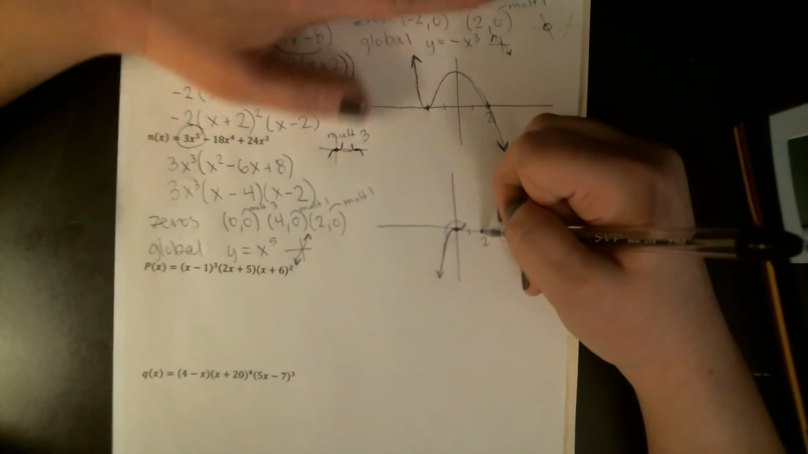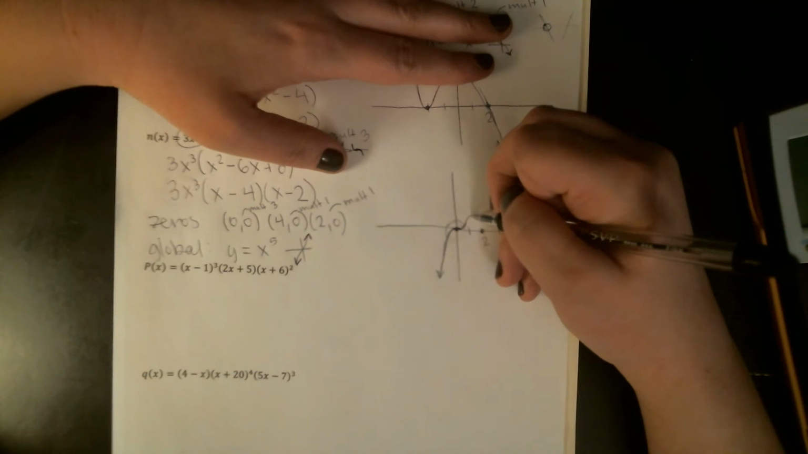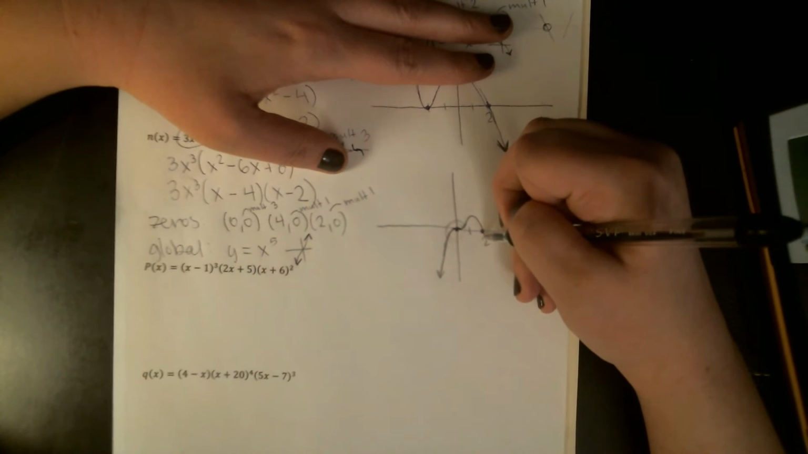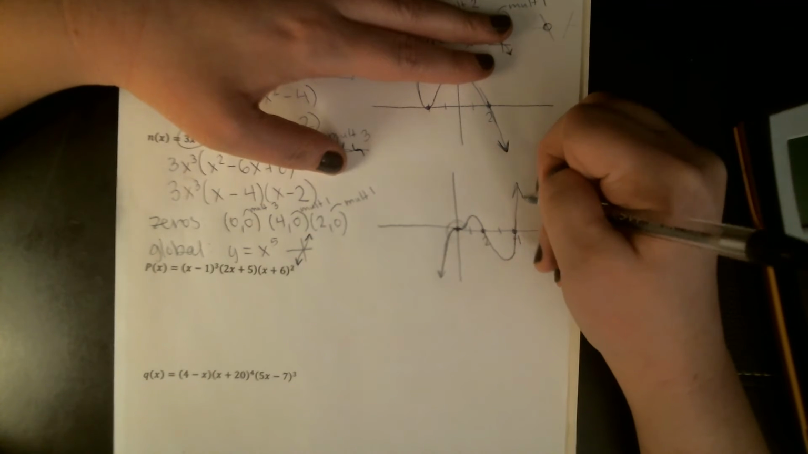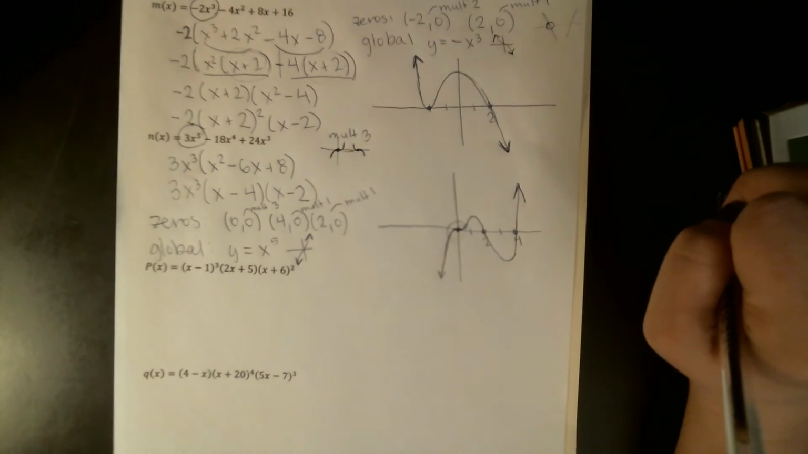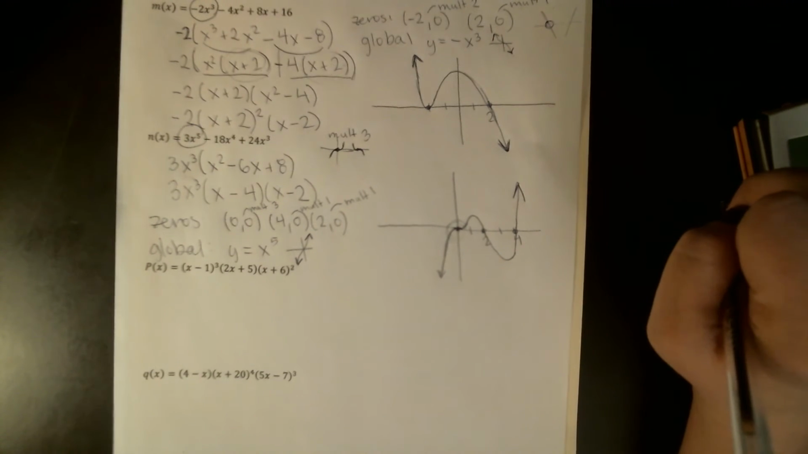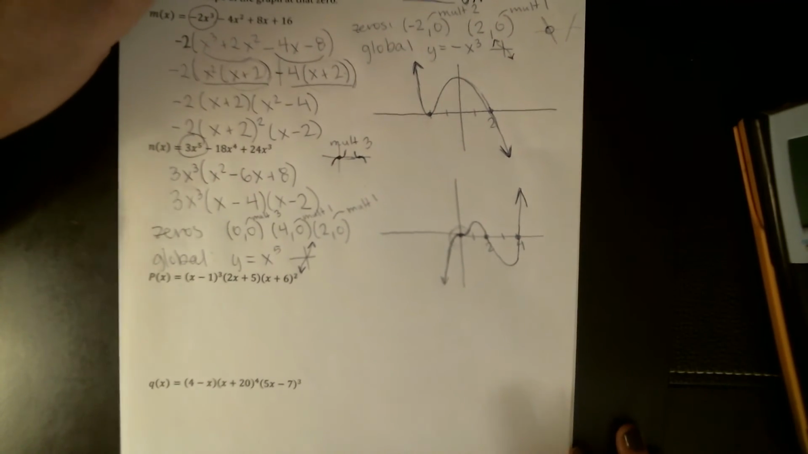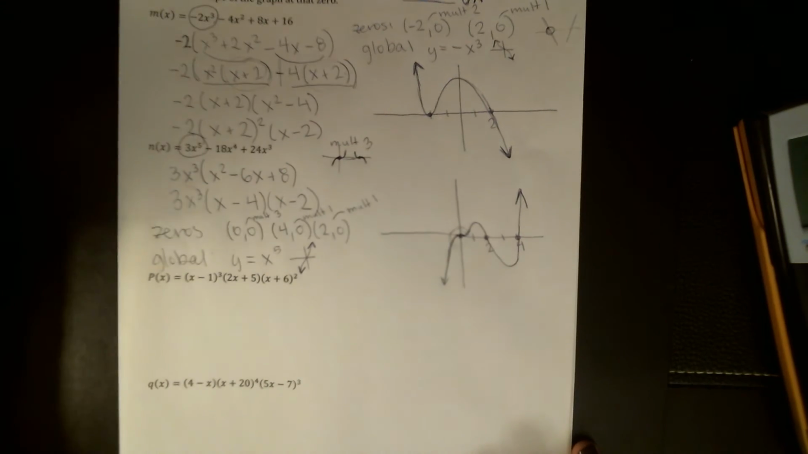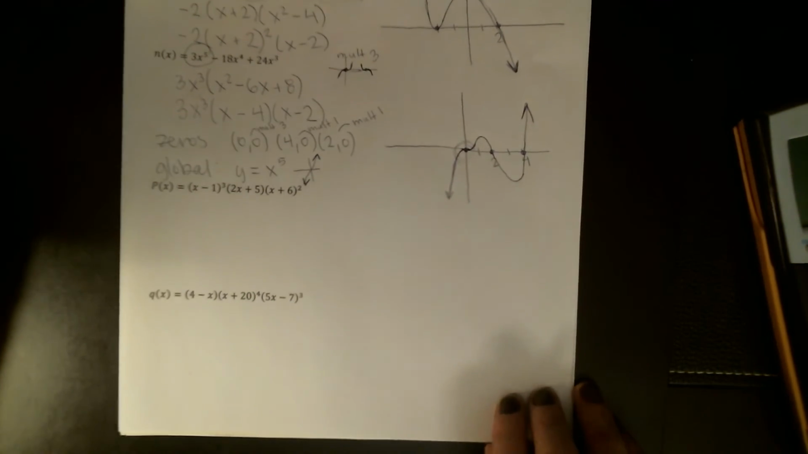At 2, I'm supposed to cross straight through. And at 4, I'm supposed to cross straight through. So there's a rough sketch of the shape of that graph. Okay, last two, I've already got them factored, so we won't have to do the work up front. I just want to make sure I do a couple more examples with powers, make sure you're really clear on what happens.